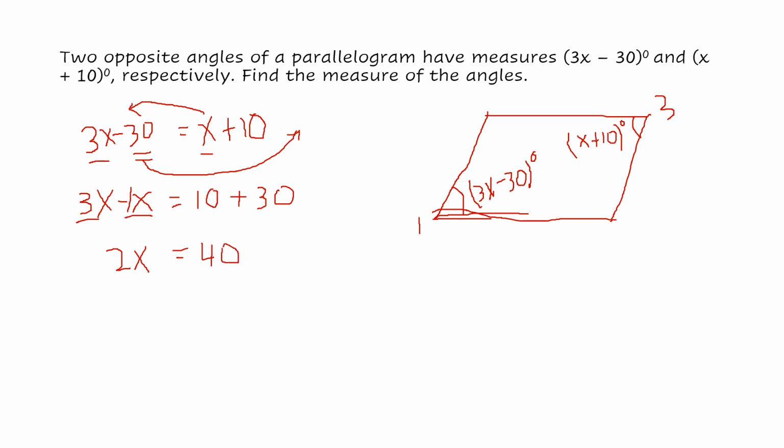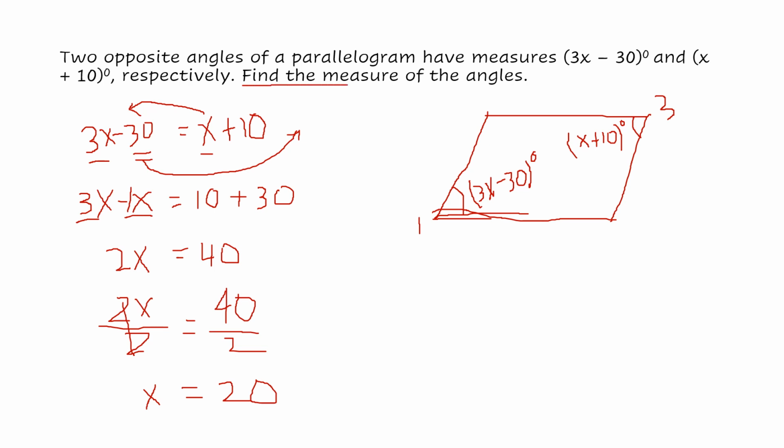And to eliminate the coefficient of x, you have to divide all sides by 2. So 2x over 2 equals, of course, you also have to divide 40 by 2. So you have x equals 20.